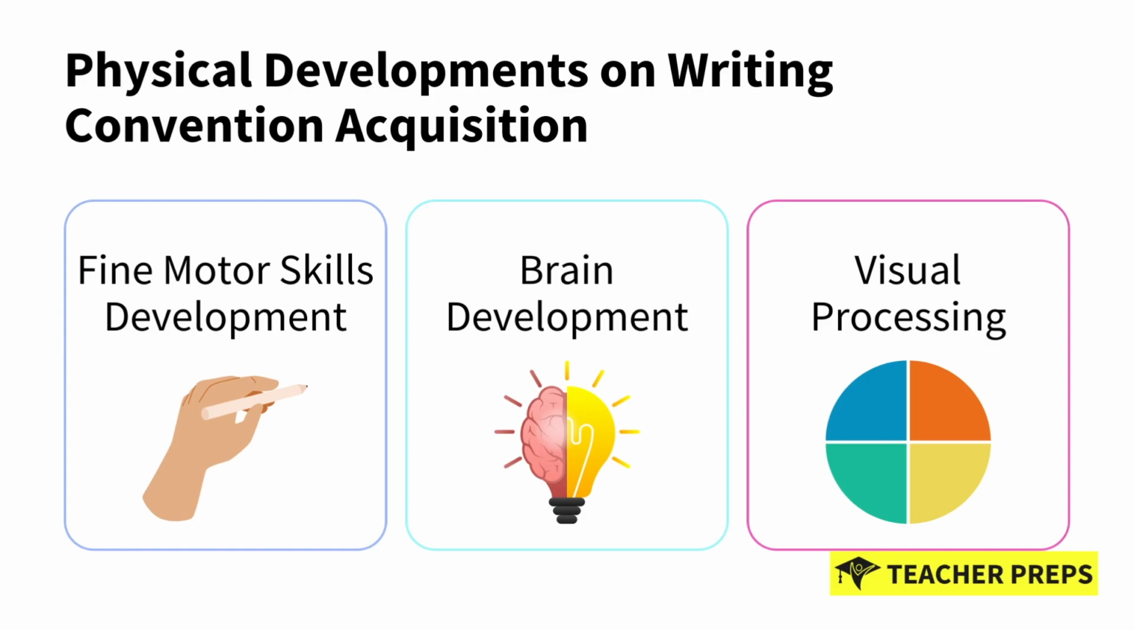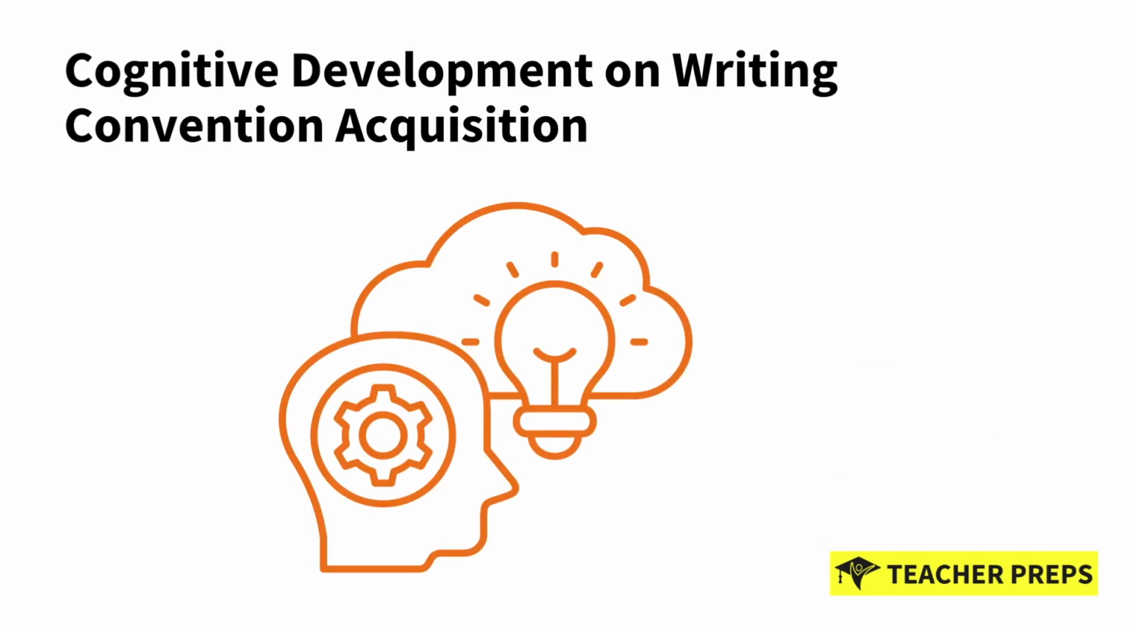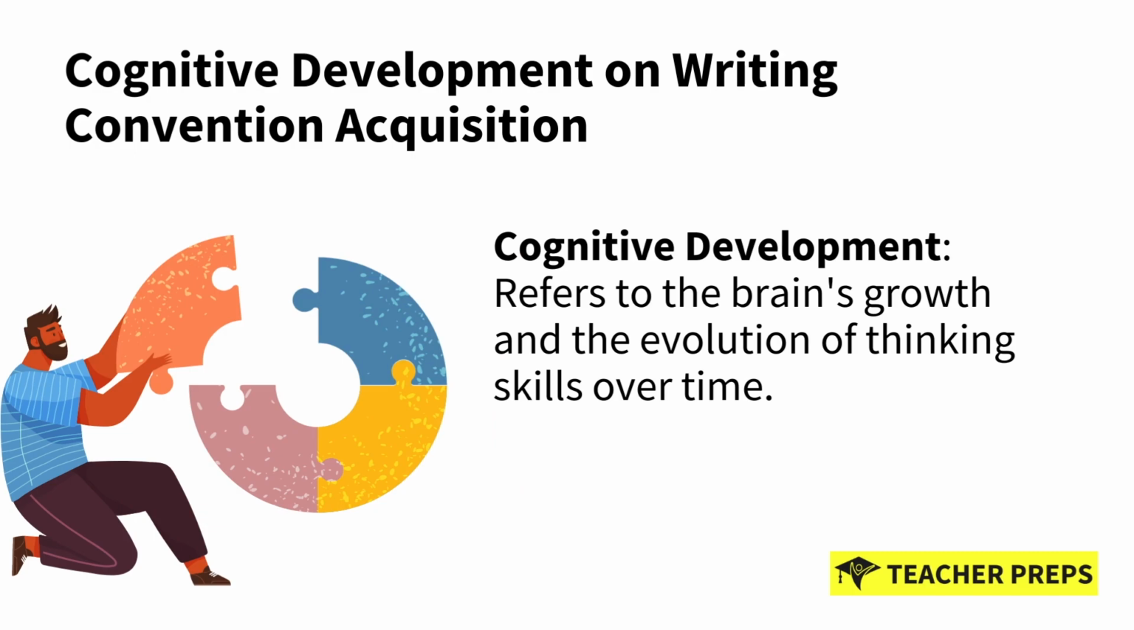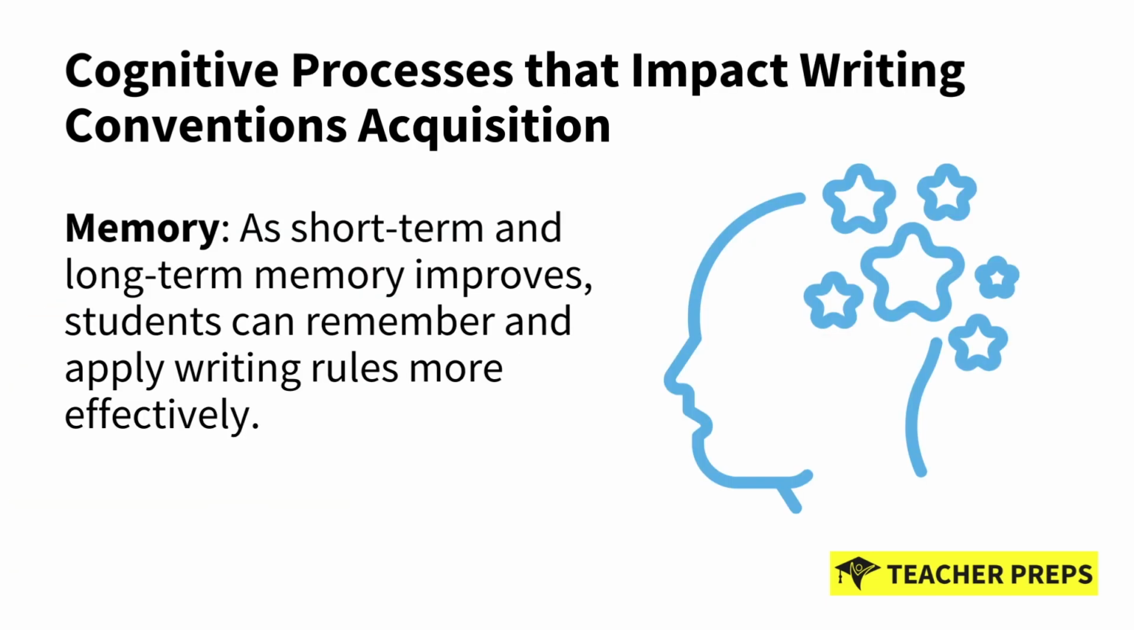Let us not forget that in our exam, the standard has also asked us to understand cognitive development on writing convention acquisition. Starting at the beginning, recall that cognitive development refers to the brain's growth and the evolution of thinking skills over time. This development influences a student's ability to understand and apply writing conventions. For your exam, you'll want to remember these four processes.